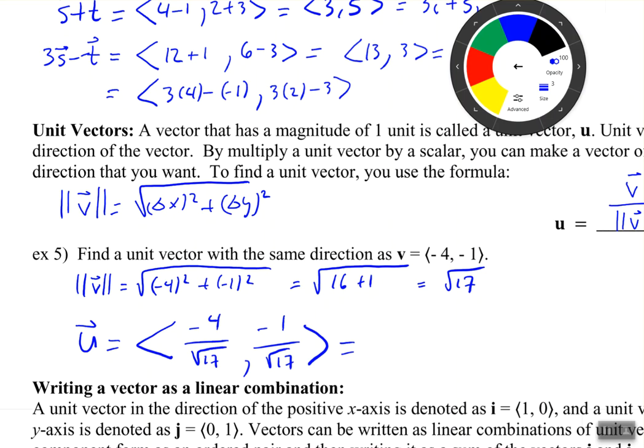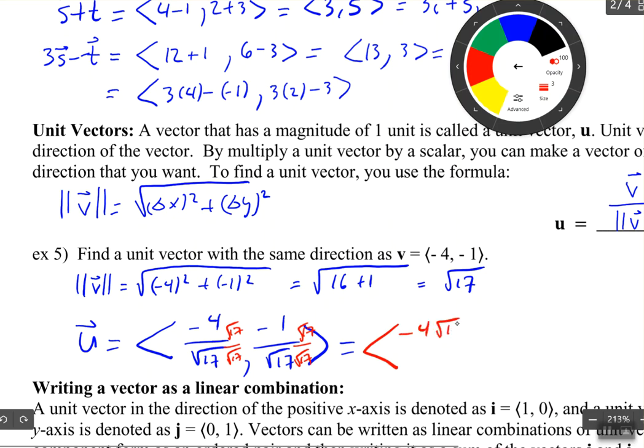Do we have to rationalize it? Which means I have to multiply by square root of 17 over square root of 17, right? So I got to do square root of 17 over square root of 17, square root of 17 over square root of 17. And what's that give me? It gives me negative 4 square root of 17. Well, what is square root of 17 times square root of 17? 17, right? And this one's going to be negative square root of 17 over 17. And we just found a unit vector.